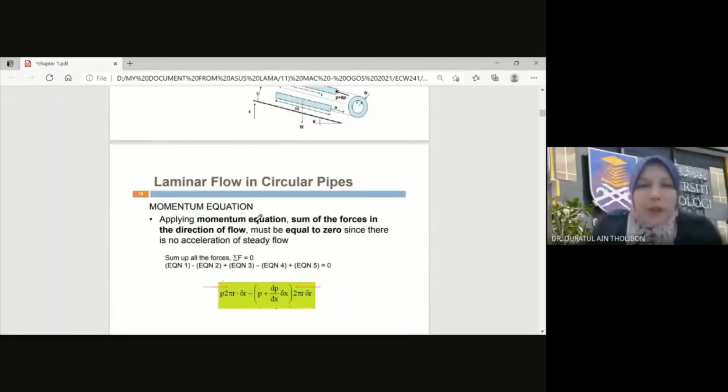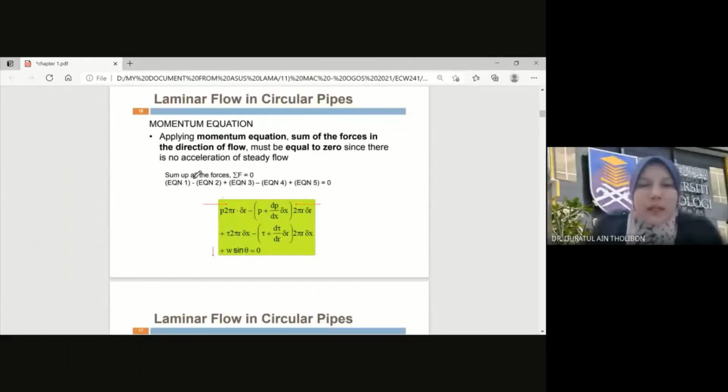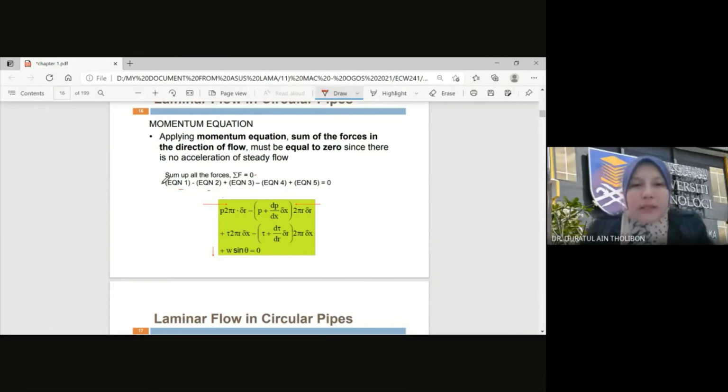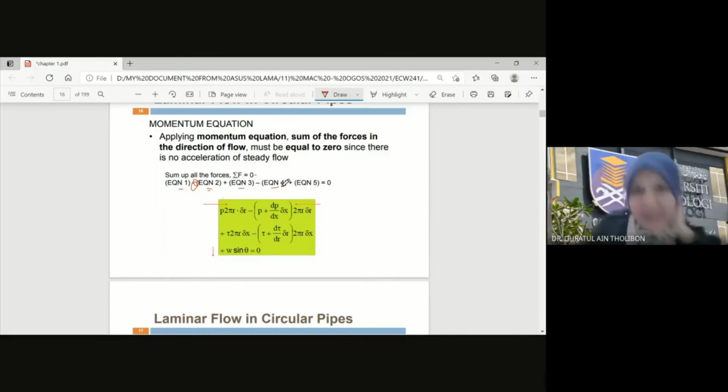Okay, so for the momentum equation, sum up all the forces, so mesti dapat 0. Means that equation 1 minus equation 2. Equation 1 tadi disebabkan oleh apa tadi? Force yang bergerak to the downward kan, okay, force yang tolak dia ke bawah. And then equation 2 force yang opposite direction, that's why dia tolak ke sini. Okay, and then plus equation 3 because of shear force kan. Shear force yang menolak dia ke bawah, and then equation 4, shear force yang menolak dia ke atas, menghalang dia.